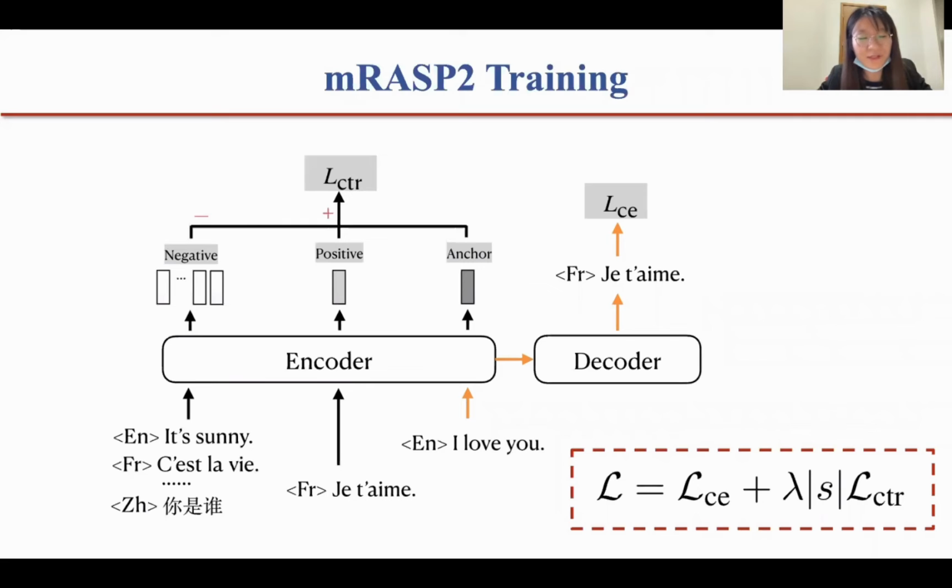Next is the training framework of mRASP2. In addition to the original cross-entropy loss, this work also adds a contrastive loss.